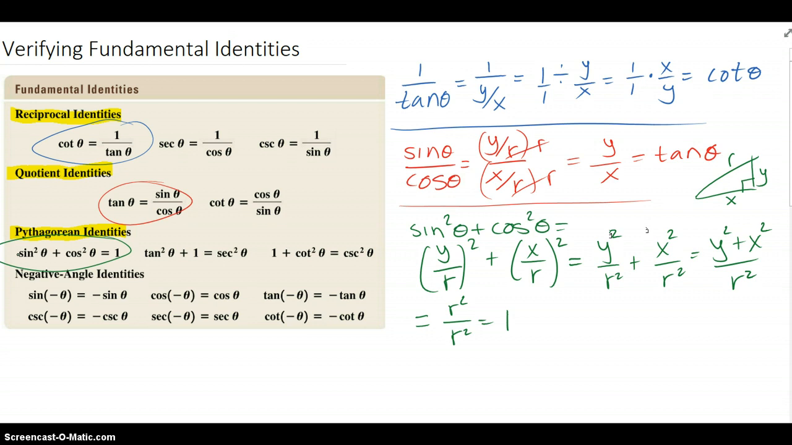To prove the other two, instead of using identities, I'm going to use the fact that I've already proved this. So now if I want to prove the second one, what I'm going to do is divide everything by cosine squared.